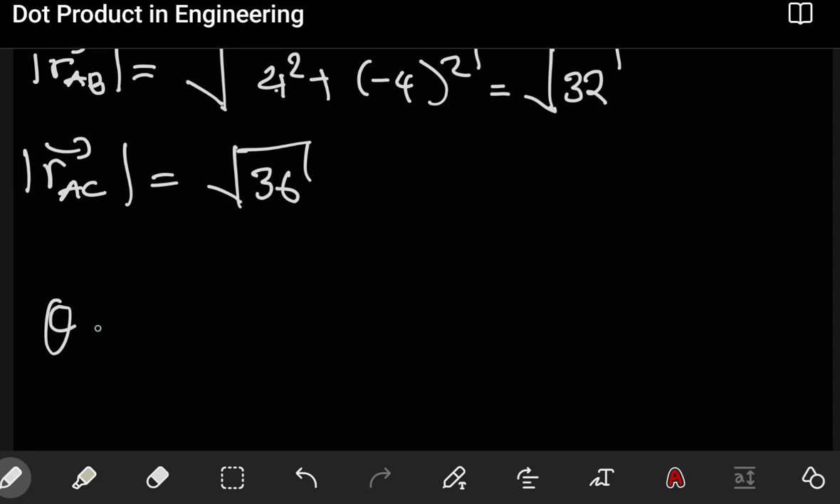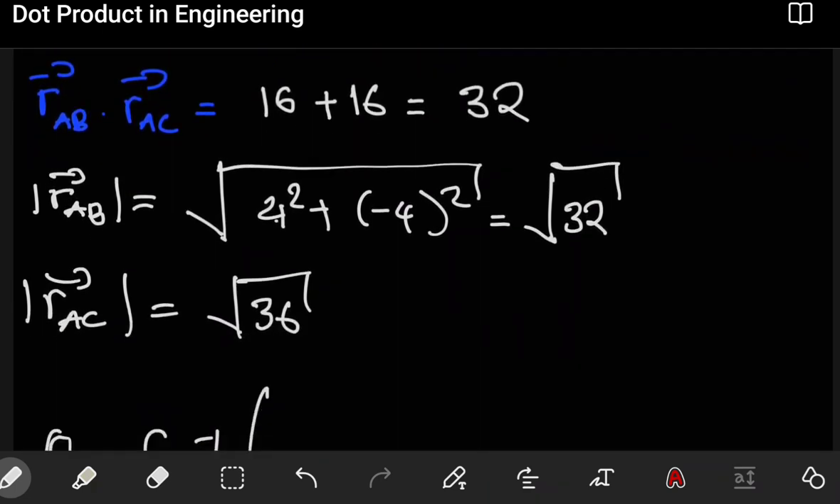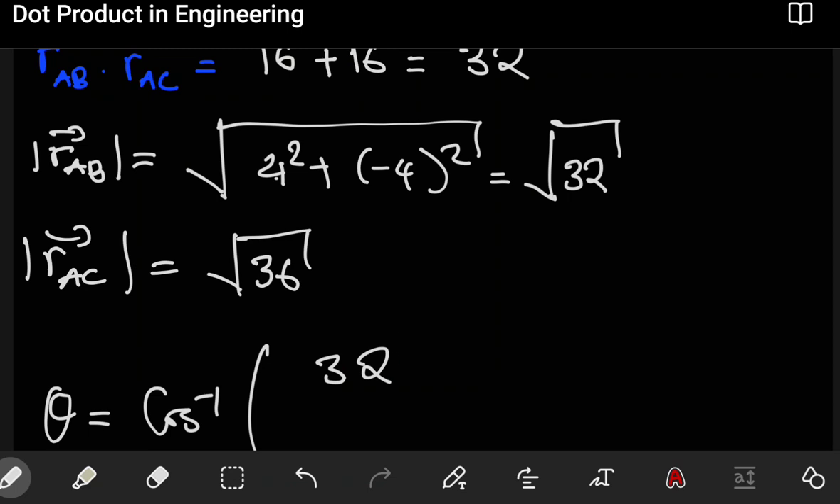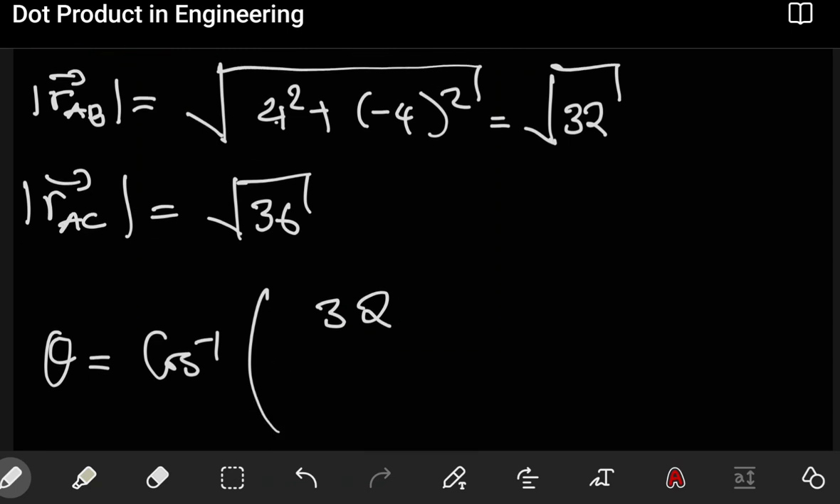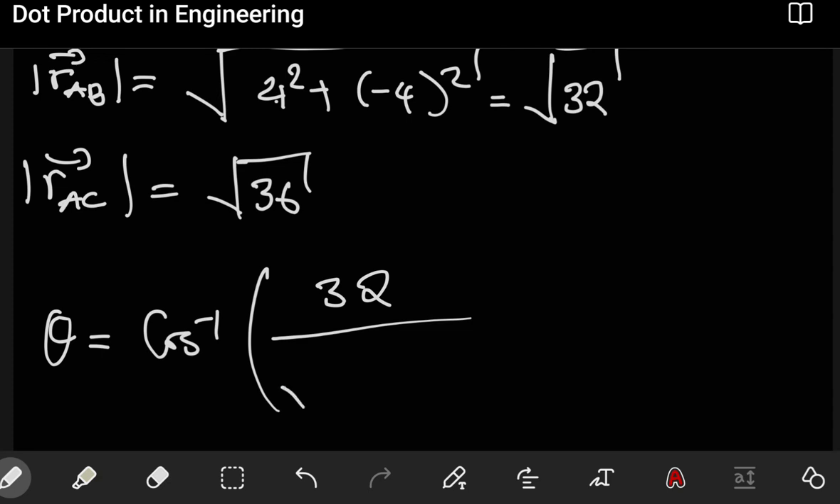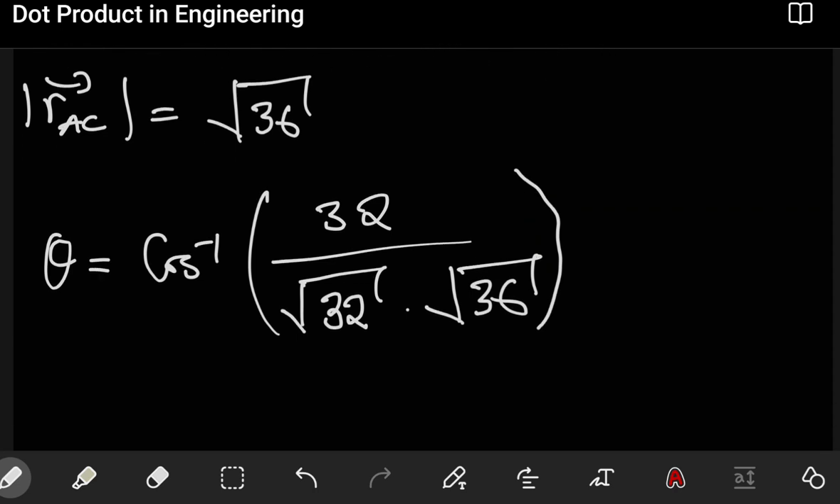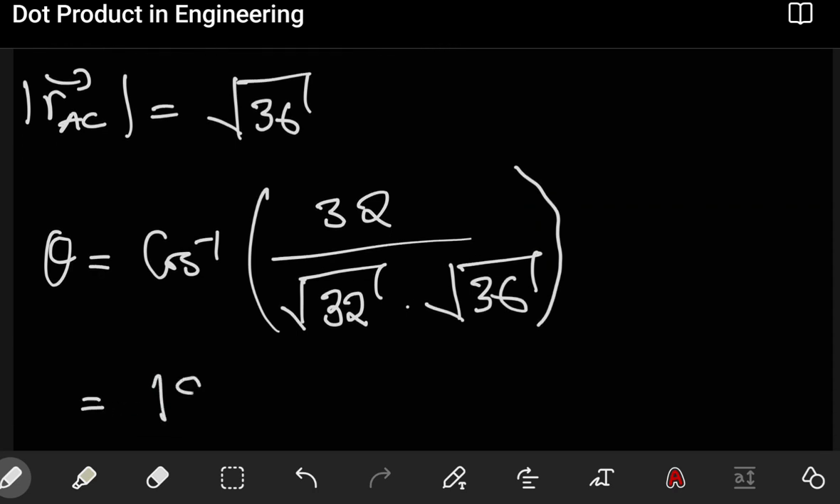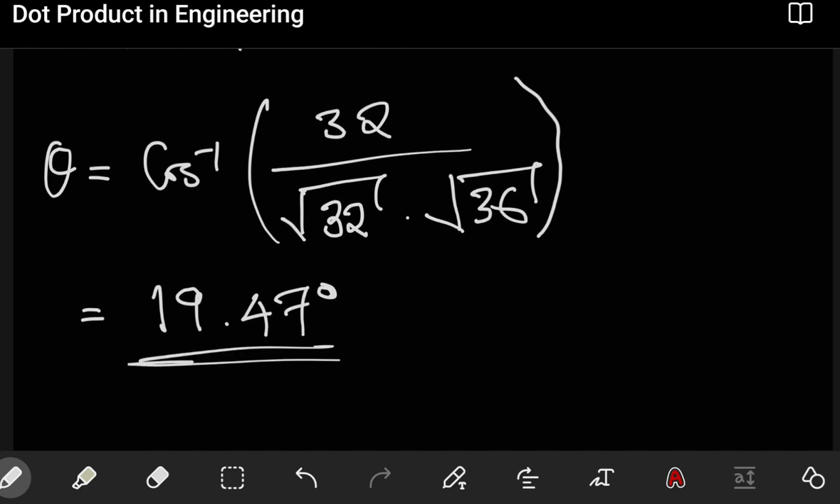So in the end, we see that our theta will be equal to cos inverse of their dot product, which we saw reduced to just 32, divided by the product of their magnitudes. The first one, the magnitude was root 32. The second one, the magnitude was root 36. And then we simplify this. Notice that we get the angle theta as 19.47 degrees. So this is how we get the angle between any two vectors using the dot product.